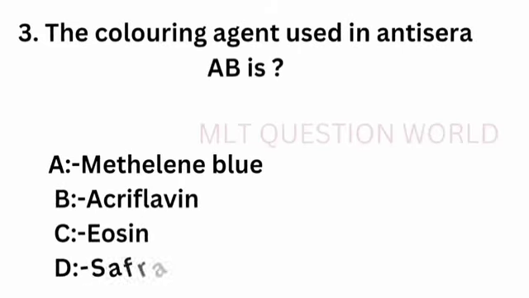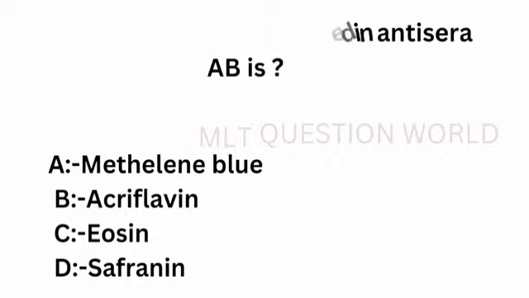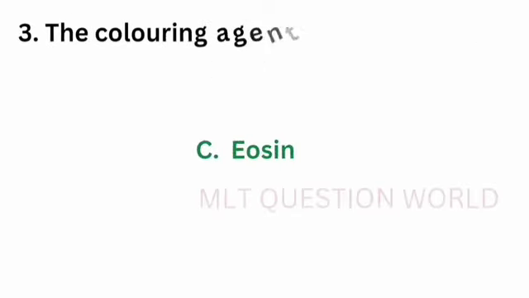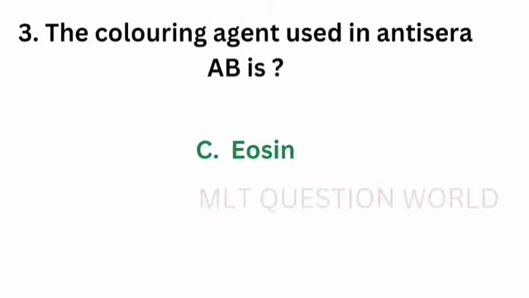Question number 3. The coloring agent used in anti-sera AB is option A methylene blue, option B aquaflavin, option C eosin, option D safranin. Which of the following coloring agent is used in anti-sera AB? The correct answer is option C eosin. The coloring agent used in anti-sera AB is eosin and the color is pink.